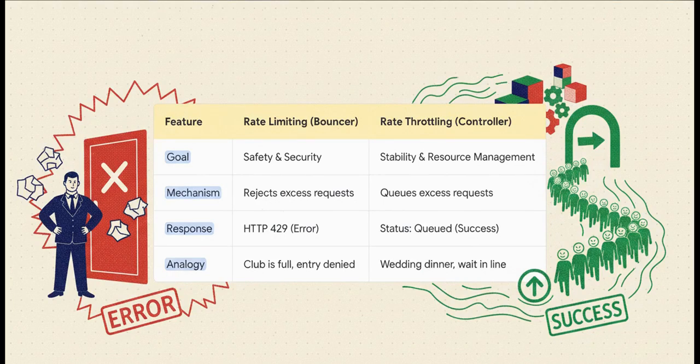Look at the goal. For limiting, it's all about safety and security. For throttling, it's stability and resource management. That one difference changes everything else. The mechanism, the response you send back, it all comes down to why you're doing it in the first place.